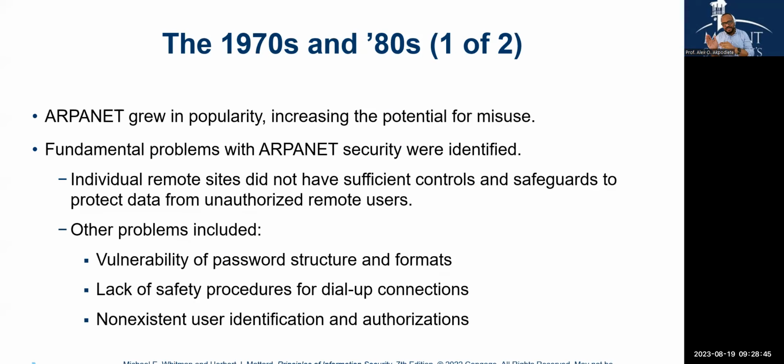So we now get to the 70s and the 80s. As ARPANET started growing, there was a concern about the potential misuse, right? So what were some of the problems with, say, the ARPANET? Individual remote sites, you don't have sufficient controls or safeguards. You have vulnerability of password structure or formats, lack of safety procedures, and non-existent user identification and authorization. It would seem strange to you today where almost everything requires a username and password, but this was part of the issues that we had way back then, right?